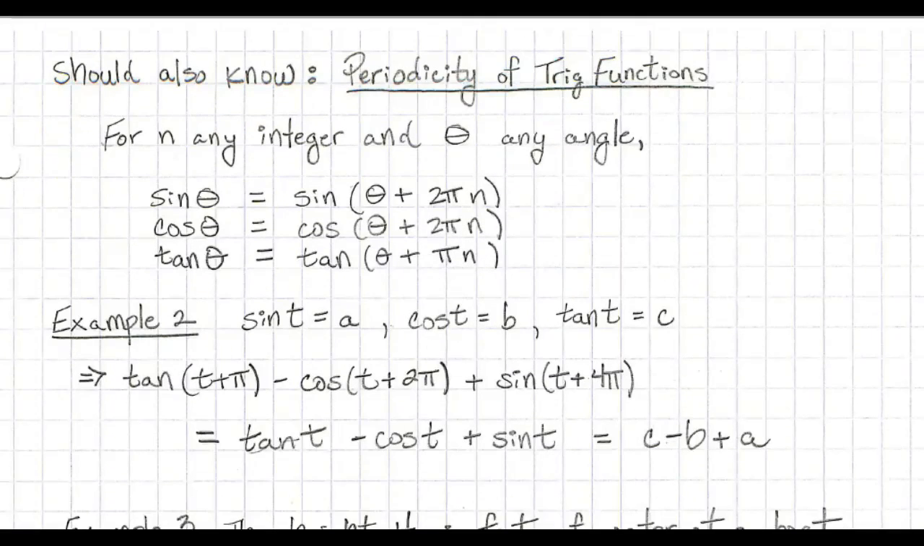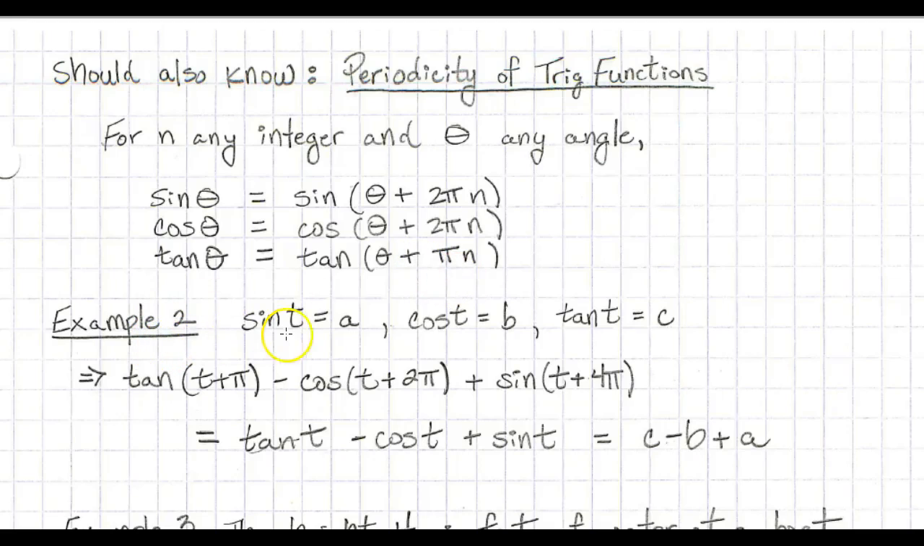Okay, so you also should know the periodicity, and I actually talked about that. Sine and cosine are what we call 2 pi periodic. They repeat every 2 pi. So for n any integer, theta plus 2 pi later, or theta plus 4 pi later, or theta plus 6 pi later, etc., the sine is going to be the same. Same with cosine. Tangent is what's called pi periodic, so it repeats every pi units, not every 2 pi.